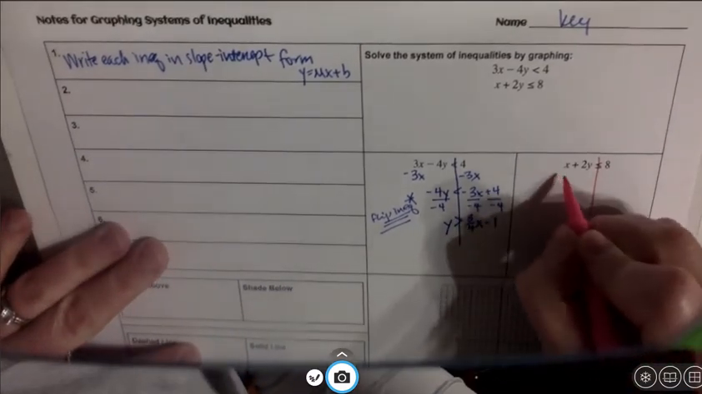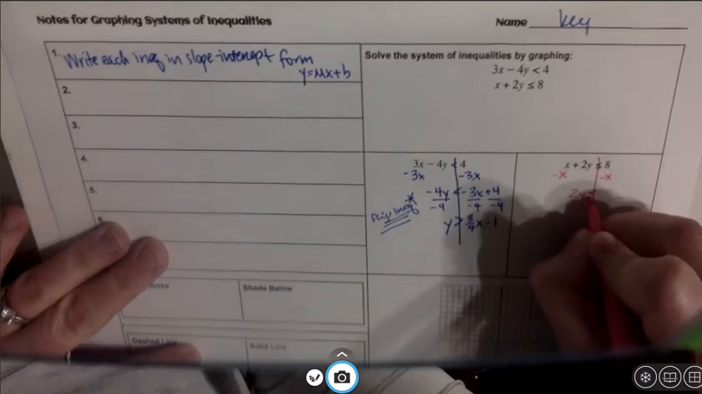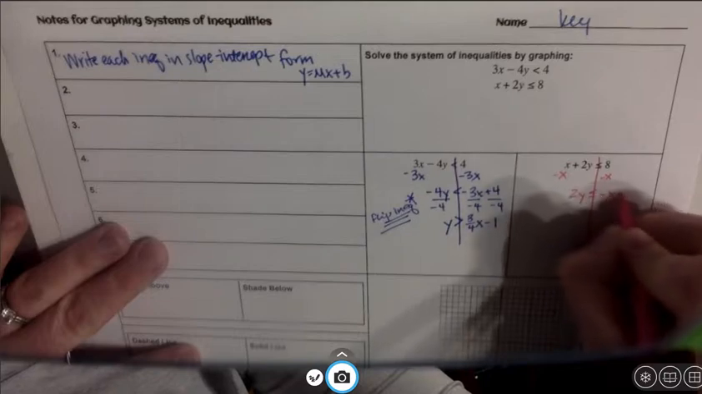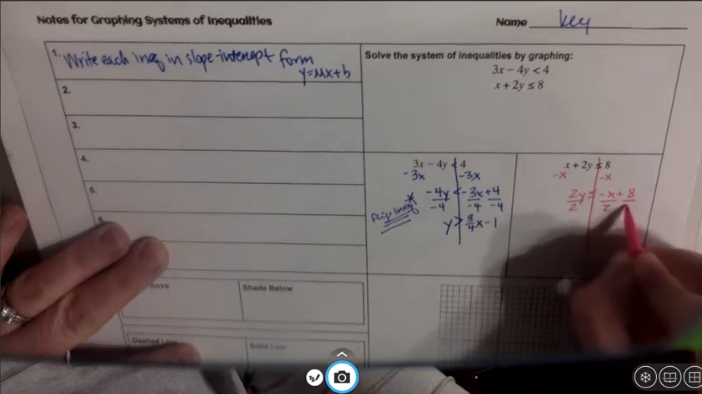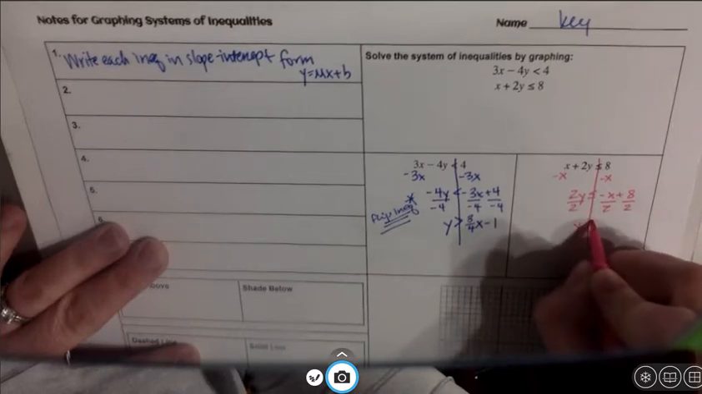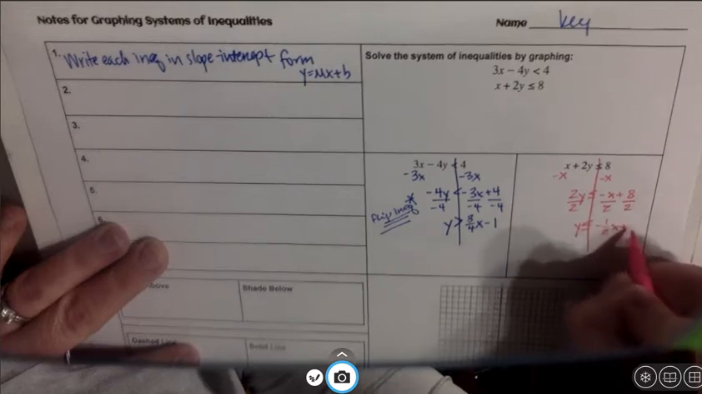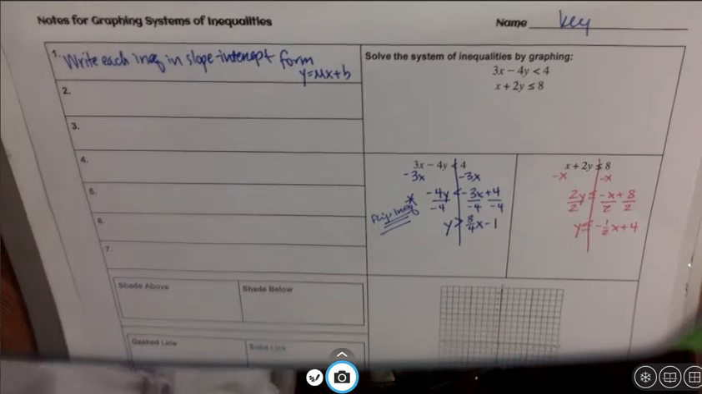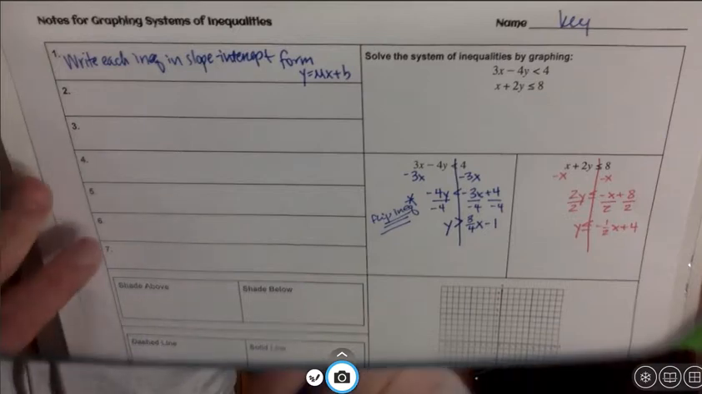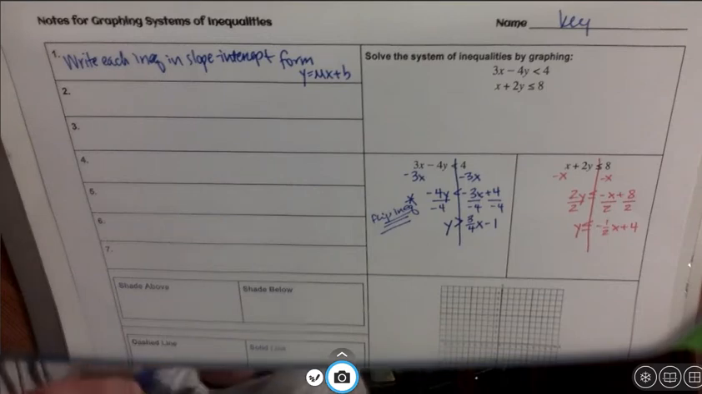I'm going to subtract x from both sides. I have 2y is less than or equal to negative x plus 8. I'm then going to divide by 2 on every single term to keep the proportionality of that linear inequality. Get negative 1/2 x plus 4. That one I didn't have to divide by a negative number or multiply by a negative number. It was really straightforward. It's kind of awesome. Now, I have written each of my inequalities in slope-intercept form, so I've gotten step 1 taken care of.